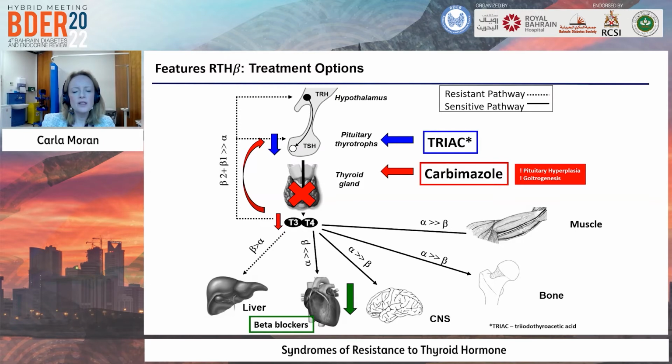So in some circumstances, we add in another medication, Triac, triiodothyroacetic acid. This is a thyroid hormone analog that preferentially binds the beta form of the thyroid hormone receptor. And so it lowers TSH and hence can help lower thyroid hormones as well. And so this is a medication that I'll add in for this patient.